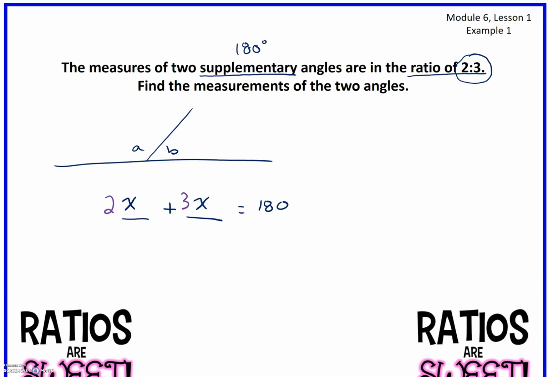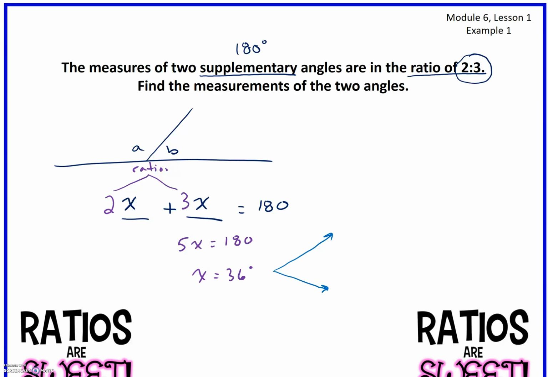So the relationship here, this is where the ratio comes into play. The angles are in a ratio of 2 to 3. Now we have an equation that we solve, so we combine like terms to 5x equals 180 degrees. Divide by 5, x equals 36 degrees. Now we're not done with that yet. We then have to find the two angle relationship, or the two angles themselves.